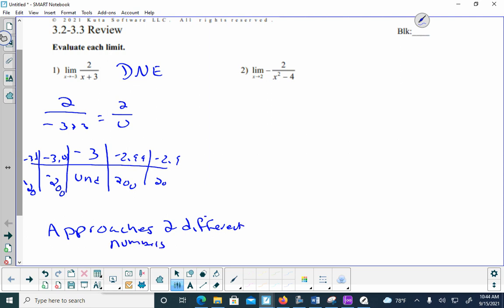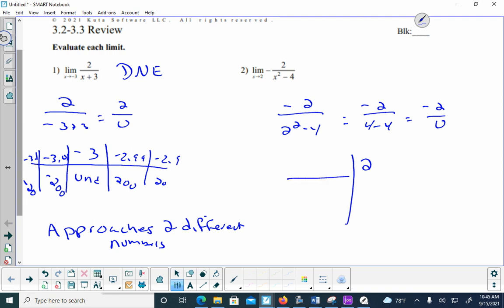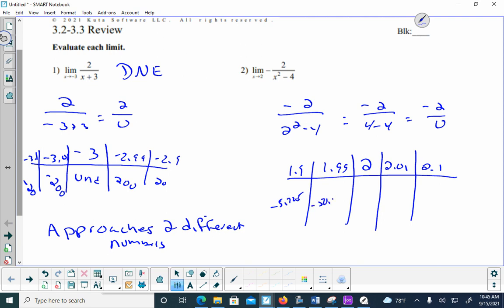Okay, the next one, I'm going to do the same thing, and there's a negative 2, and then 2 squared minus 4, so I'm going to get negative 2 over 4 minus 4, so I get negative 2 over 0. Again, pick up my graph, look at it, looks kind of funky, so I am going to do that chart, and I'm going to do 2.01, 2.1, 1.99, 1.9, and when I put that in my calculator here, I got like a negative 5.728. This was a negative 50.13, I think.